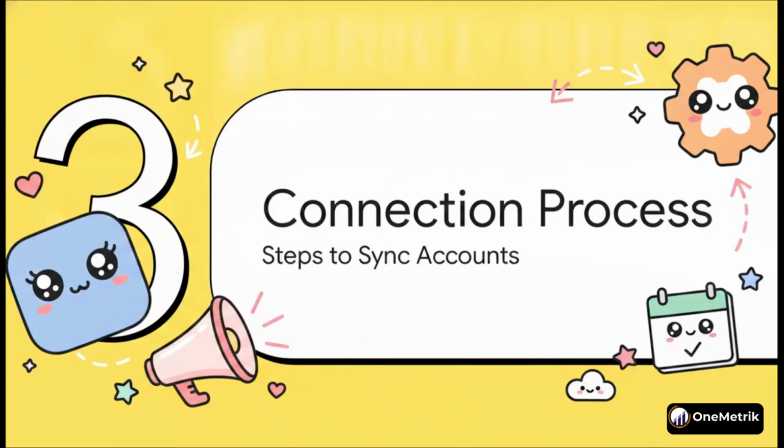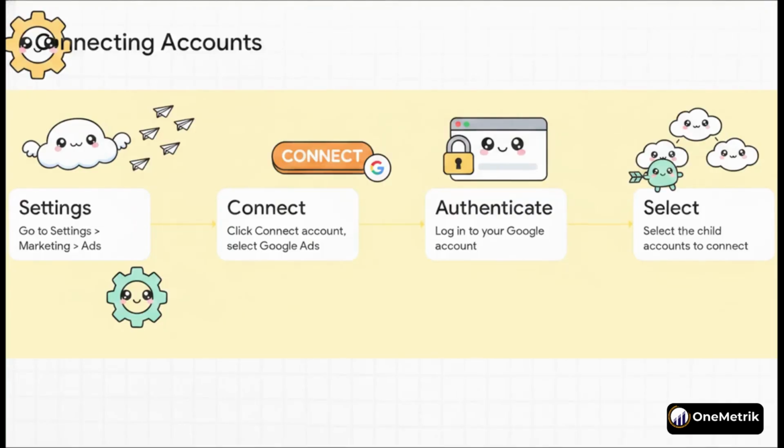All right, section 3, the step-by-step connection process. The accounts are prepped, so let's actually wire this thing up. The actual pathway inside your HubSpot portal to initiate this OAuth connection is surprisingly easy. Just a 4-step flow. First, hit your settings gear icon, drop down to marketing, and click on Ads. From there, just hit Connect Account and choose Google Ads.